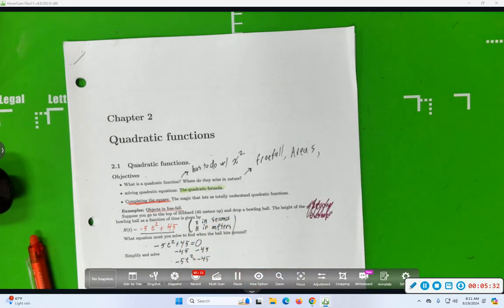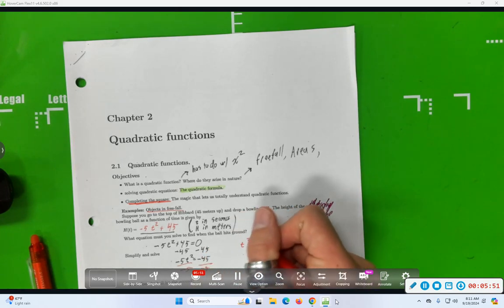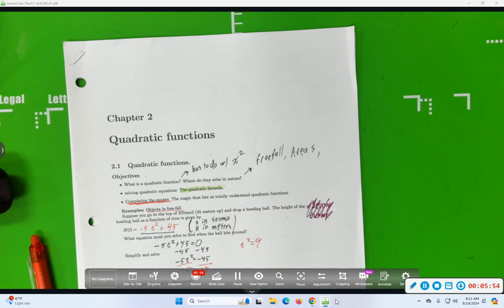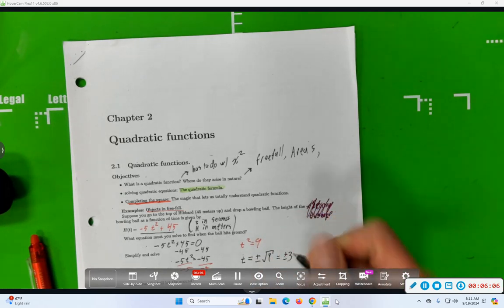What next? Divide by 5. Well, negative 5. Let's divide by negative 5. Otherwise, I'd have to split that up into like 2 steps. Giving me t squared equals 9. Square root. Take a square root. And so that will give me t equals plus or minus root 9, also known as plus or minus 3. Square root of 9 is 3.